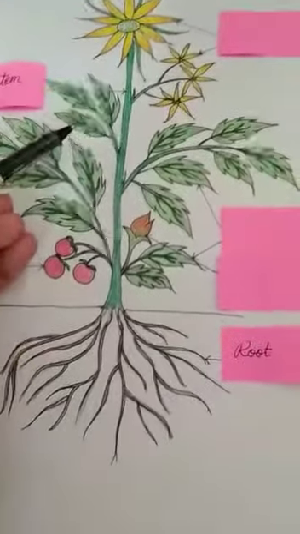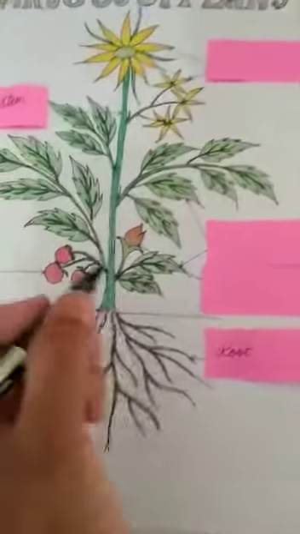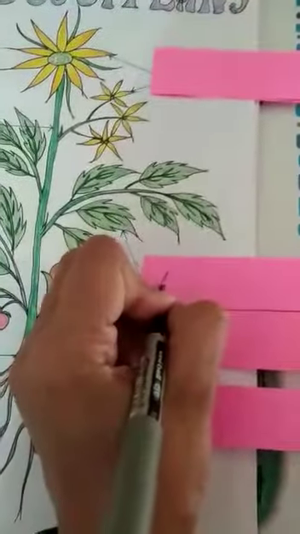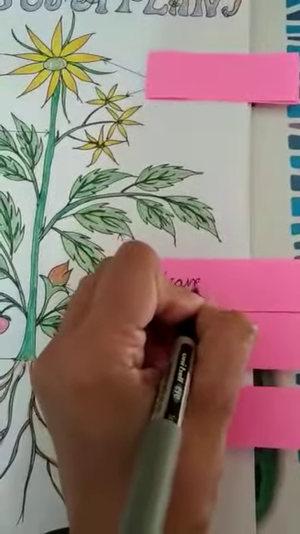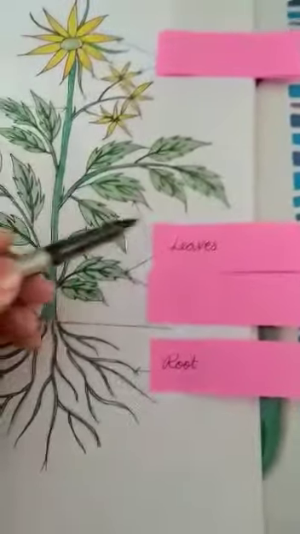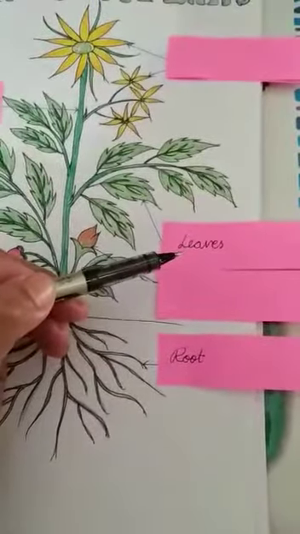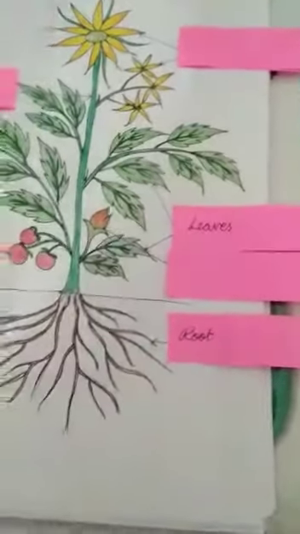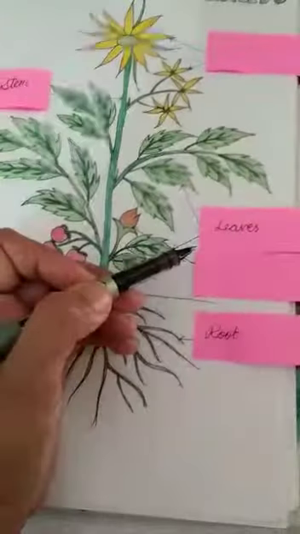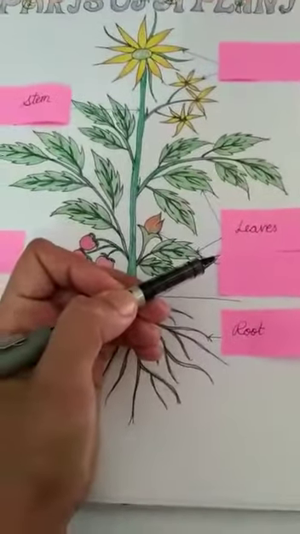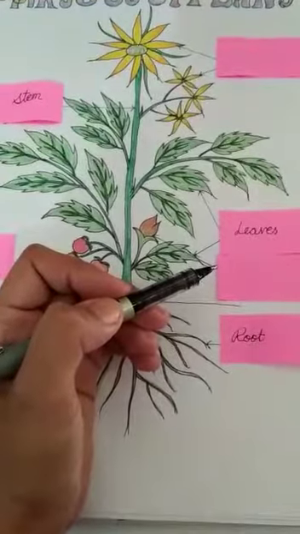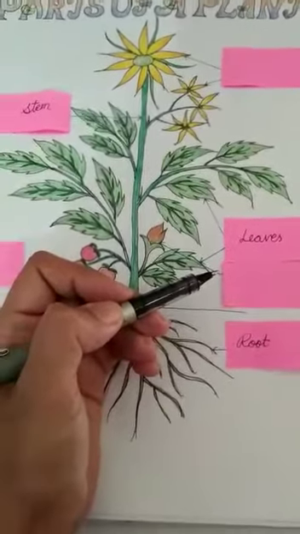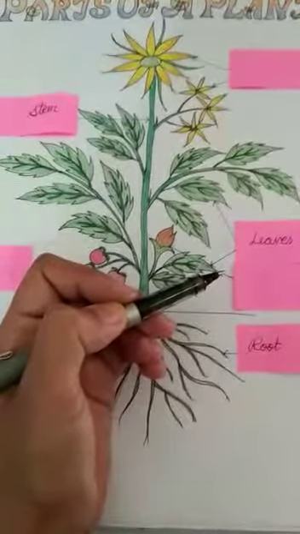the leaves. And the third part of the plant is leaf. Here I am going to use the plural of leaf, leaves. Now what is the function of the leaves? Generally, the leaves perform the process of photosynthesis. By this process, leaves make food for the plant.